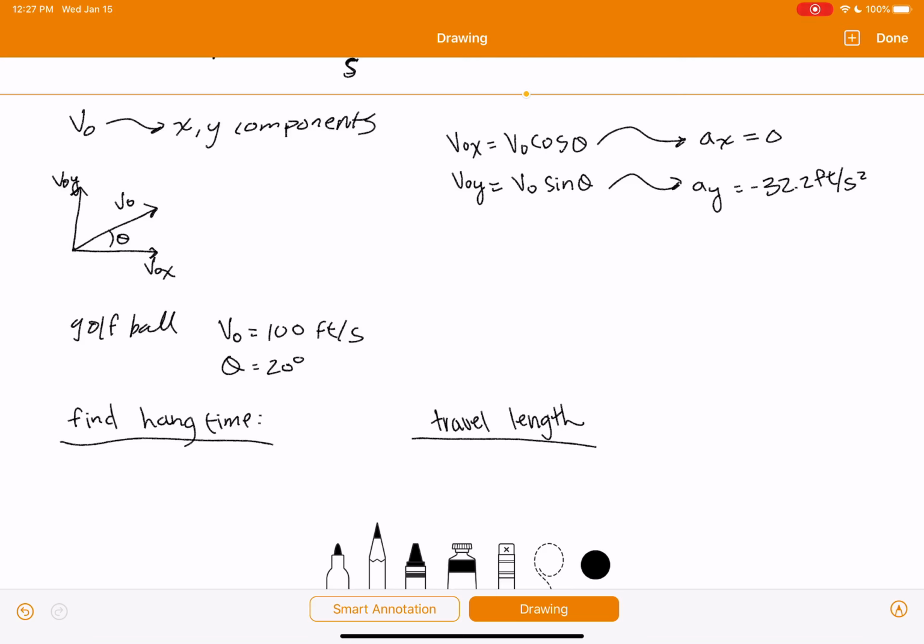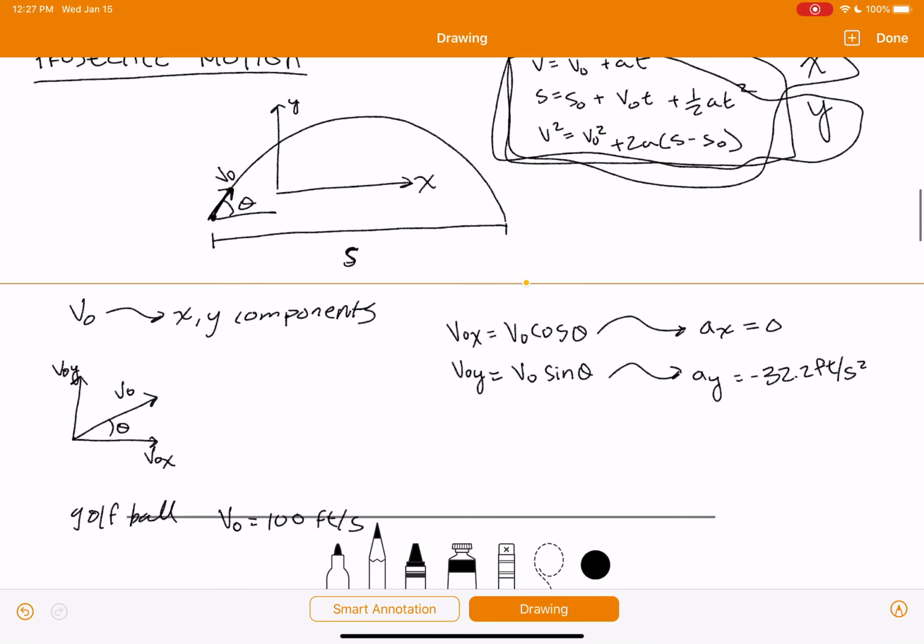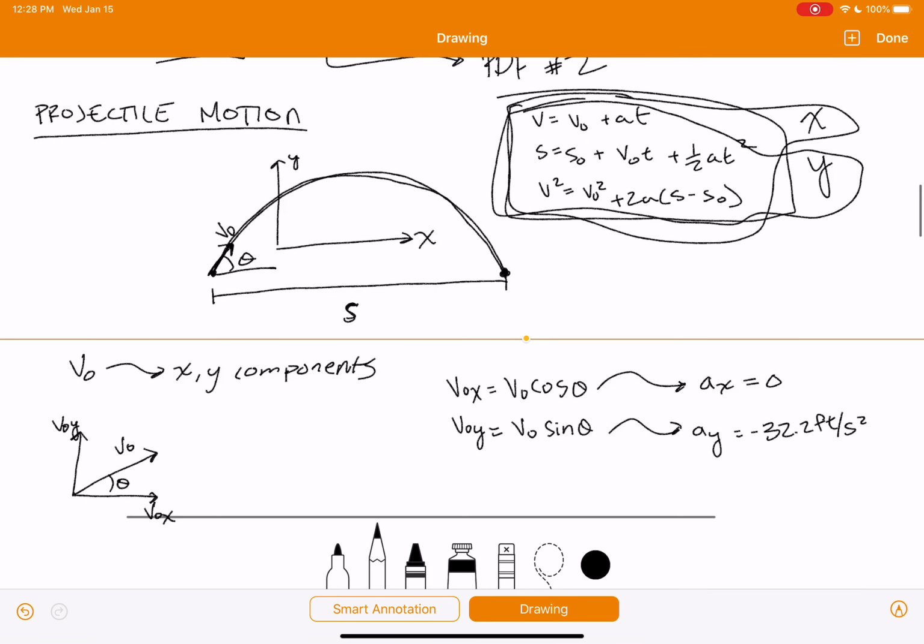All right. So first thing I'm going to do is try to find this hang time here. So how long is the ball in the air before it hits the ground again? I'm going to find that time t. So if I think about this in the x direction, the two equations that would have t involved would be this one and this one.